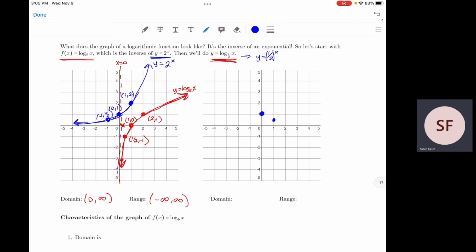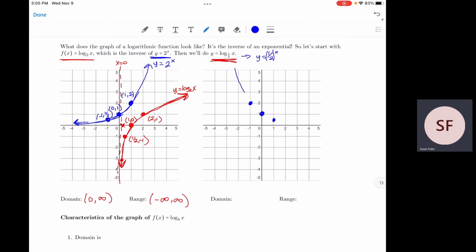And then for a third point here, if I plug -1 in for x, then I have 1/2 to the -1 power. That becomes 2, because negative exponents give us reciprocals. Hopefully, with what we've done with exponents as of late, that will make sense to you. If not, write it out, come talk to me, and we will figure out why 1/2 to the -1 is 2.